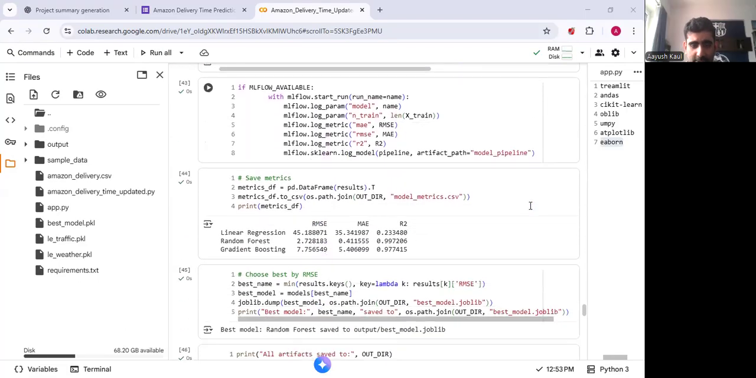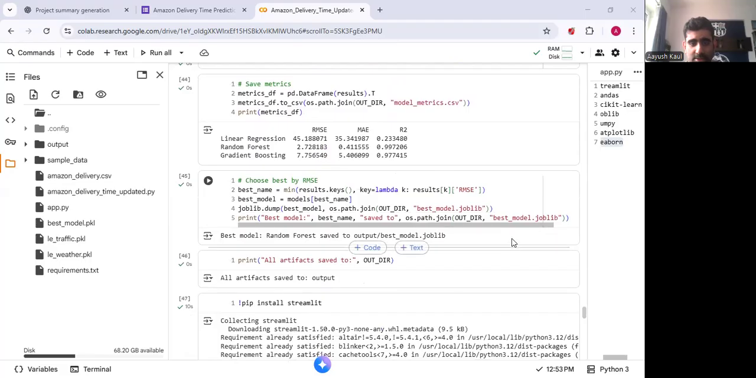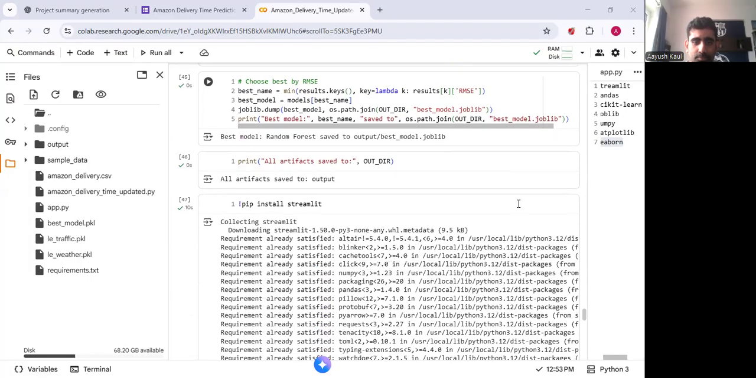And then we save these metrics. And then we chose the best one on the basis of root mean square error and the R2 score. And the best one is random forest. So it is chosen to make our final ML model.